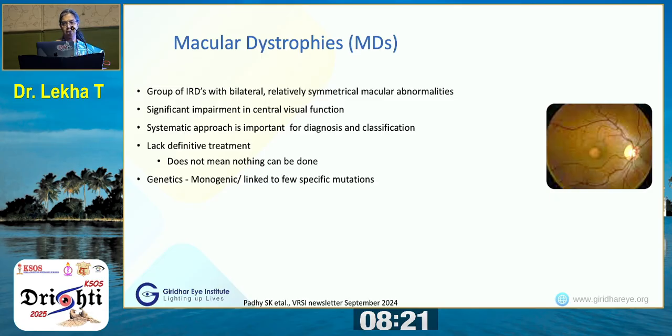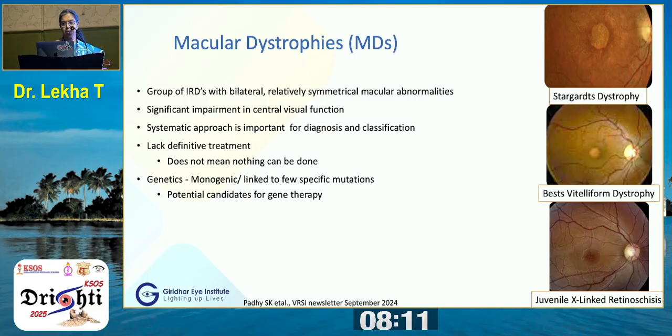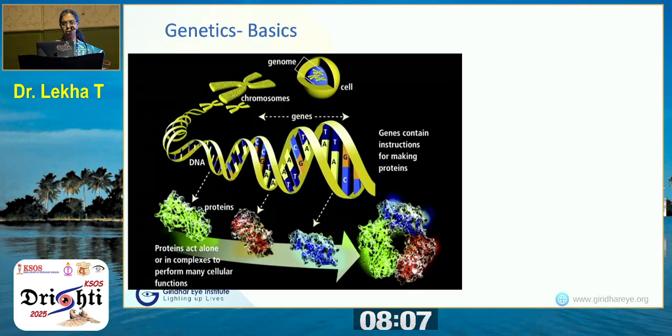And the understanding in genetics has told us that most of them are monogenic or linked to one gene or a few specific mutations. So they are actually potential candidates for gene therapy. And these are the three most common macular dystrophies which I am going to cover in this topic. Just to touch upon the genetics, we all know that we have genetic material in the form of DNA in the nucleus of the cell. And these genes contain instructions for making the proteins, which in turn determine our cellular function.